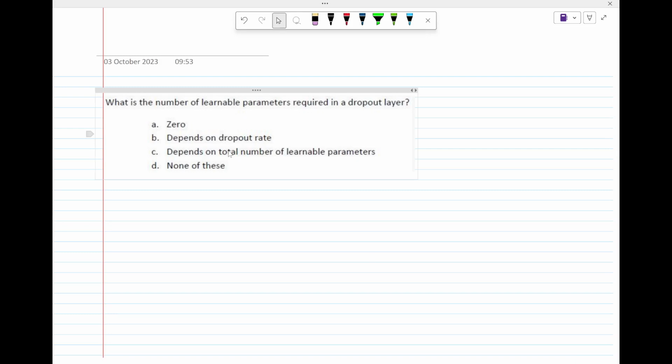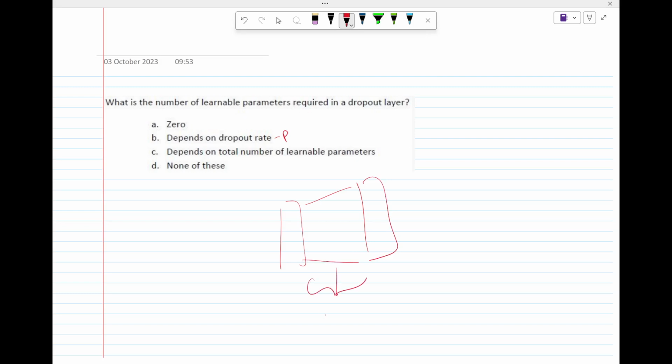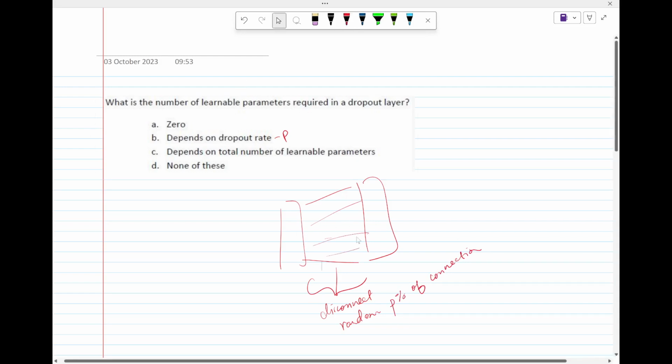if your dropout rate is some P, then for a given layer, you disconnect a random P percentage of connections between these two layers. Now the number of parameters will still remain the same.